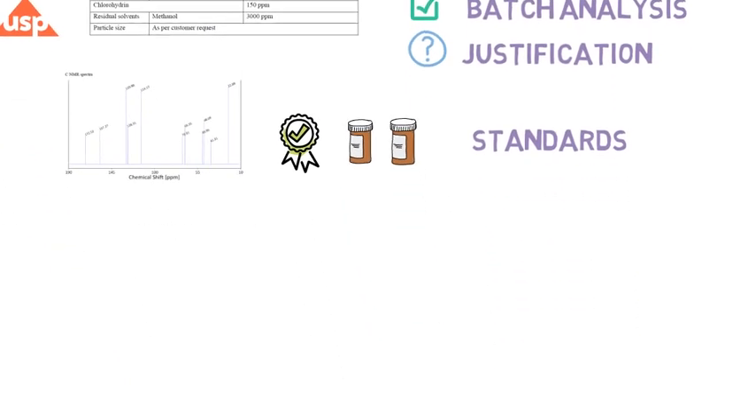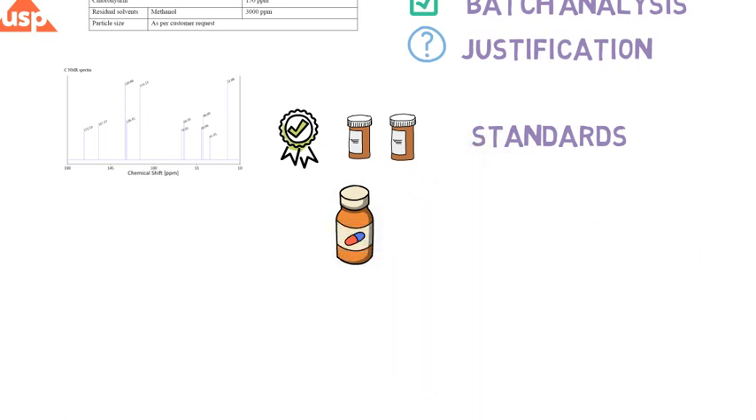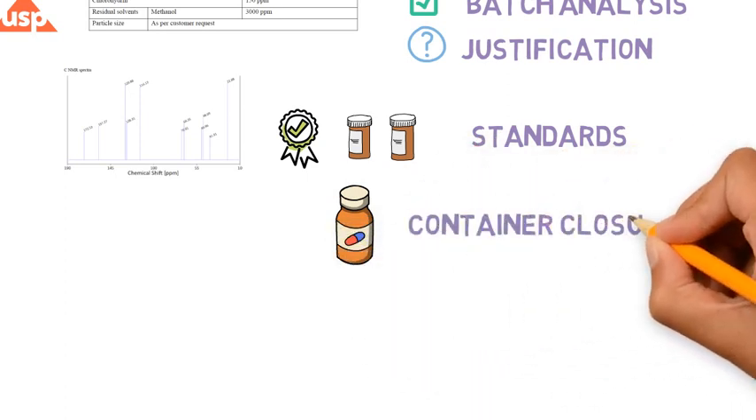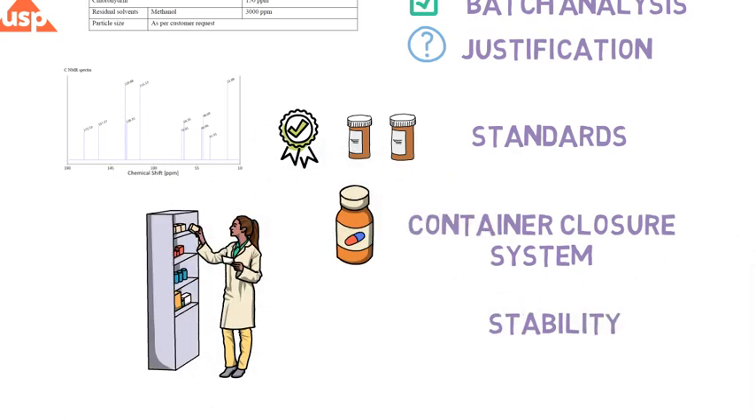Now, once the API is produced, it needs to be packed before it is commercialized. The container closure system section will describe which packing material is used. And then, in the stability section, we will find out for how long this API can be stored when packed in this material and in which conditions.